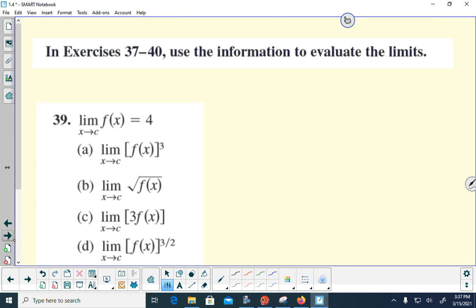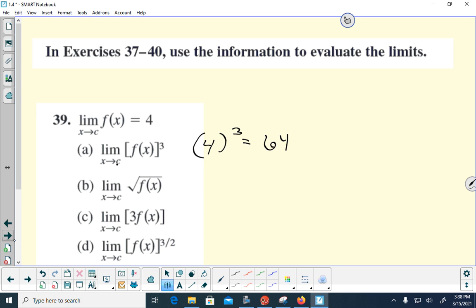Number 39, they want me to find the limit. Given that the limit of f of x is 4, then I want to find the limit as x approaches c. So this will end up being 4. No matter what number this is, it's always going to be 4. So 4 raised to the third power is going to be 64.